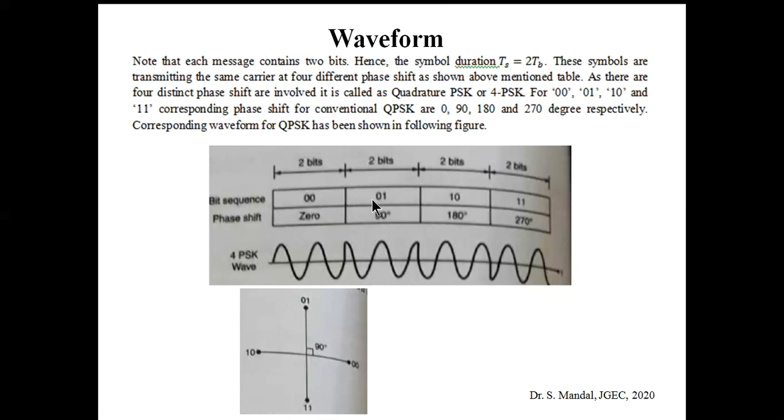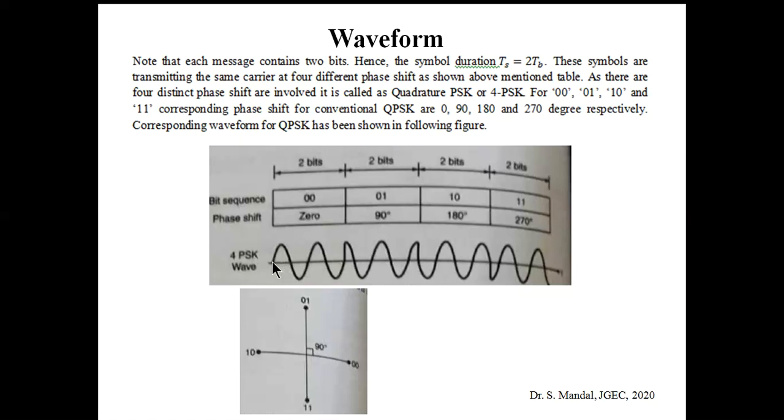Now for the second symbol, 0 1, the phase shift is 90 degrees. Whenever the phase shift is 90 degrees, sine is converted into cosine. That means it will start from +1 and go in the downward direction. For the next symbol, the carrier will begin from this point and continue up to this interval. Now for 1 0, the phase is 180 degrees, which means sine 180, that is -1. So the next symbol will start from this point.